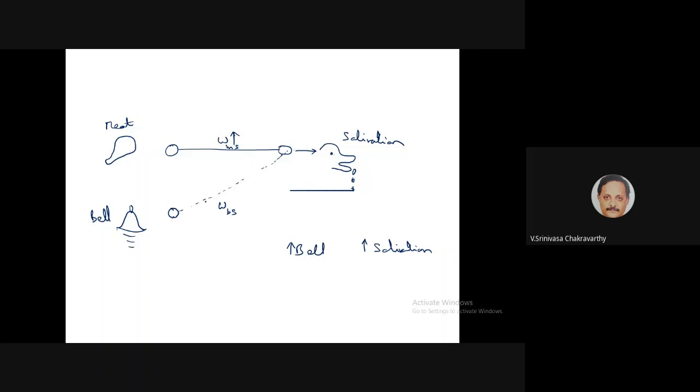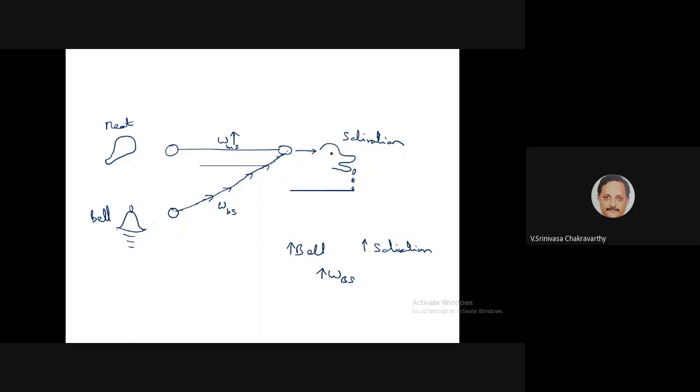So the brain seems to find the pathway between these two sets of neurons and strengthen them. After repeated presentation of bell and meat, these two were made to be simultaneously active. And because of that, the WBS got strengthened, because this is the essence of Hebb's rule. When two neurons are made simultaneously active, the connection between them should be strengthened. So this is what is strengthened.